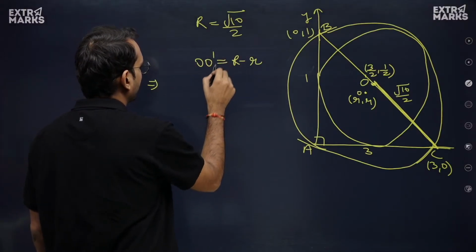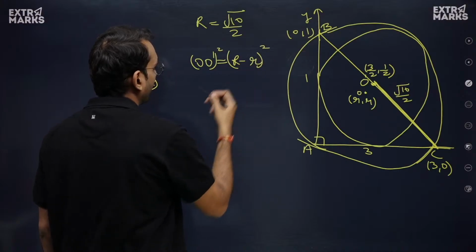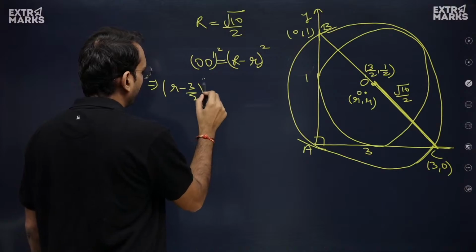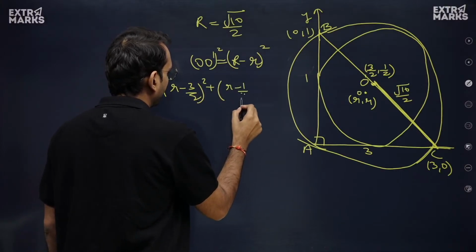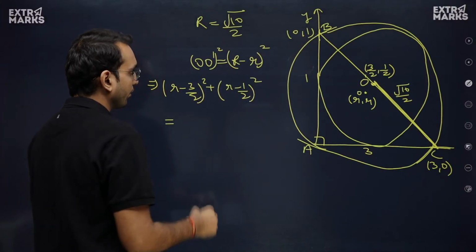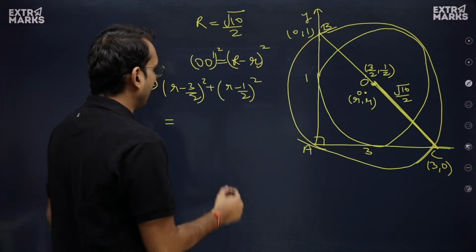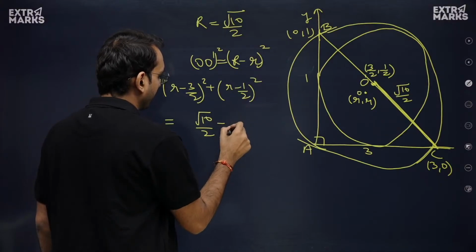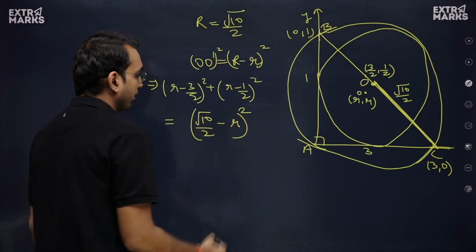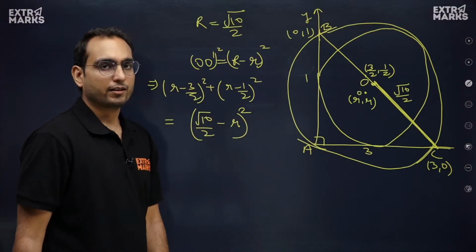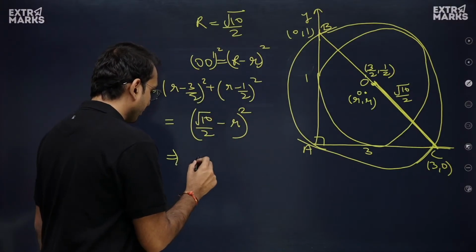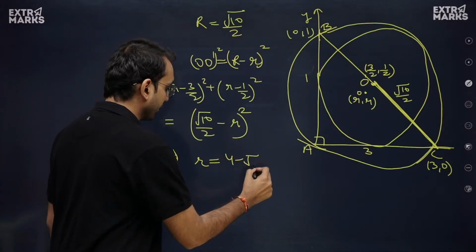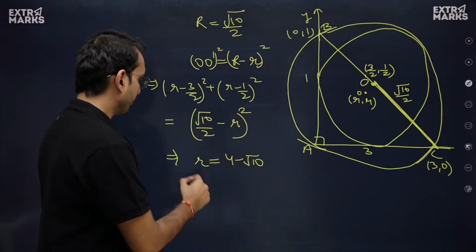Now what is O dash O? Let's do the squaring on both sides. O dash O square will be r minus 3 by 2 whole square plus r minus 1 by 2 whole square. This is O dash O. What is R? R is root 10 by 2 minus r whole square. Can you see the only variable is r? You can easily solve this equation and find the value of r as 4 minus root 10. So this is the answer.